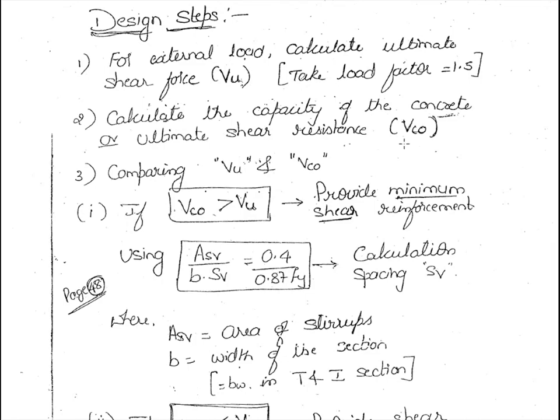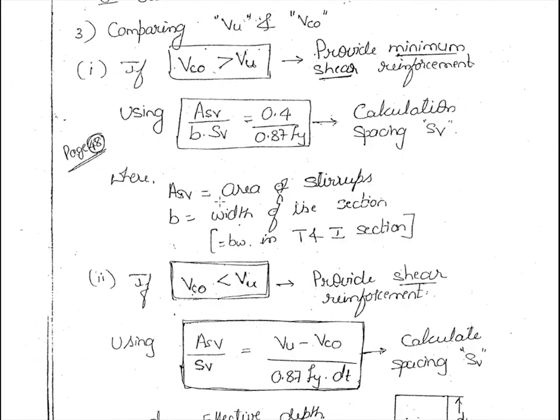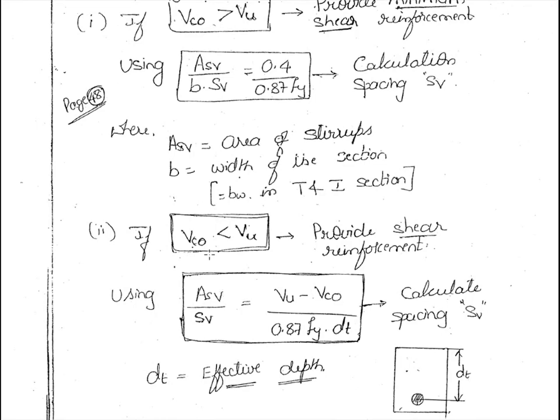After calculating these two parameters, you have to check if VC0 is greater than VU. You have to use this formula on page number 48 of IS 1343-1980. If VC0 is less than VU, you have to use another formula. We shall see here.